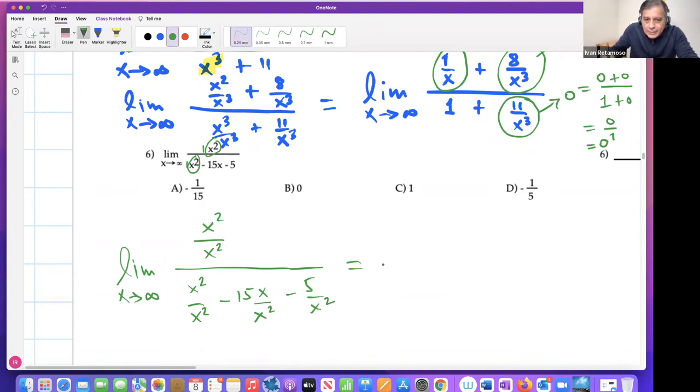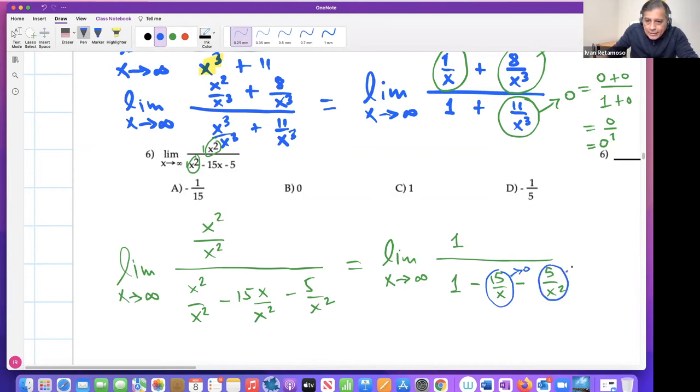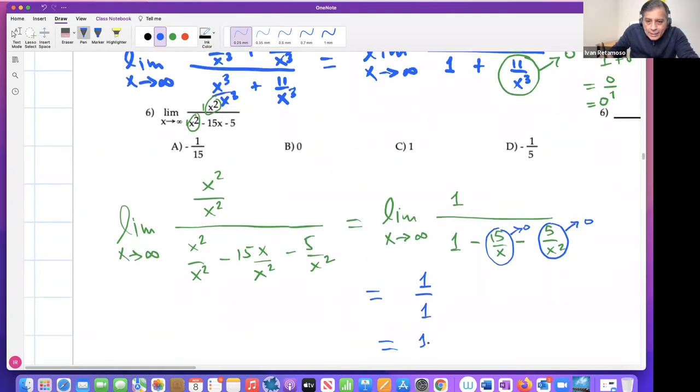Notice that when you do the simplification, we're going to end up with one minus 15 over x minus 5 over x squared. Now notice this term in the limit: when x is huge, it goes to zero. This one, when x is huge, also goes to zero, but these two guys don't. They stay as one. So bottom line, this is equal to one.